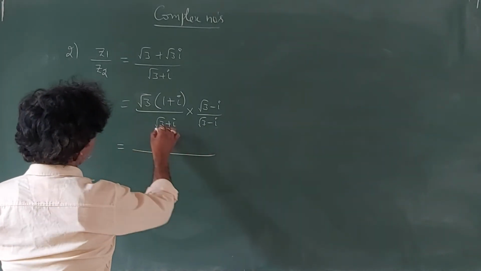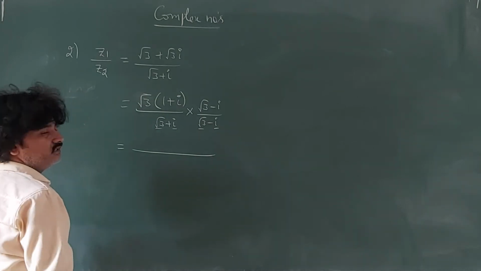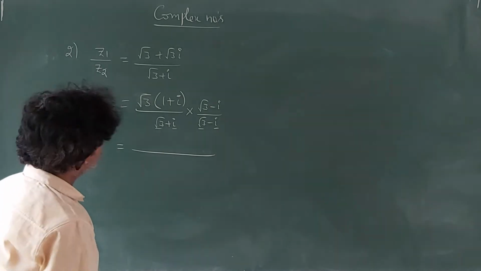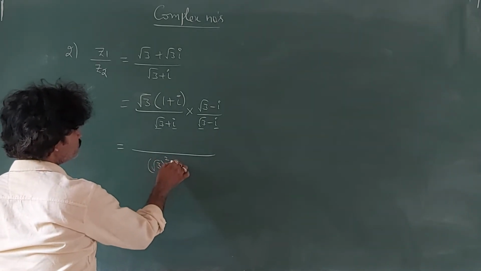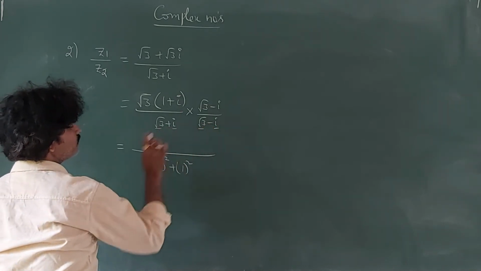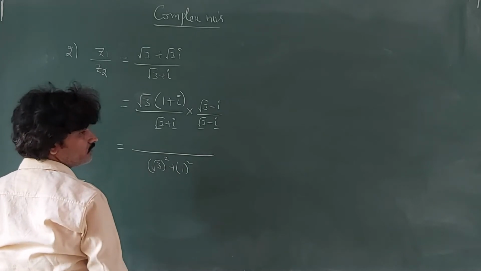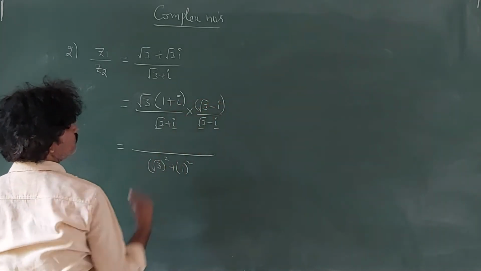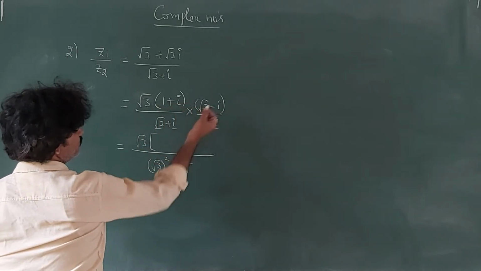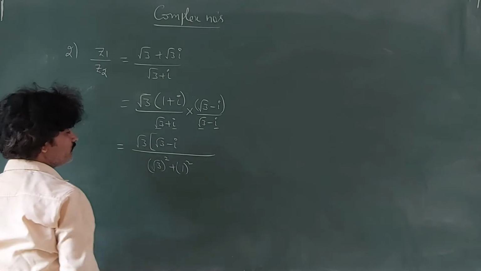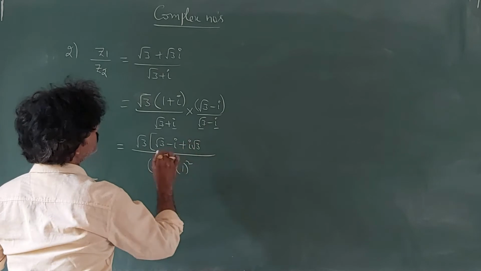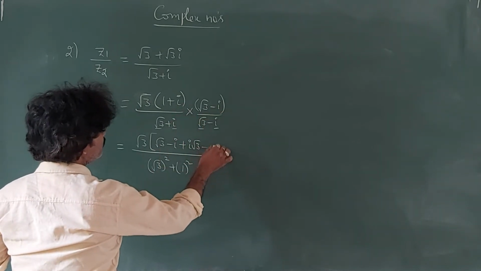Now check. It is like a plus ib into a minus ib, which gives a square plus b square. Now here also let us multiply these two. How much will you get? Root 3 into root 3 minus i, then 1 into root 3 minus i, next i into root 3 plus i into minus i, minus i.